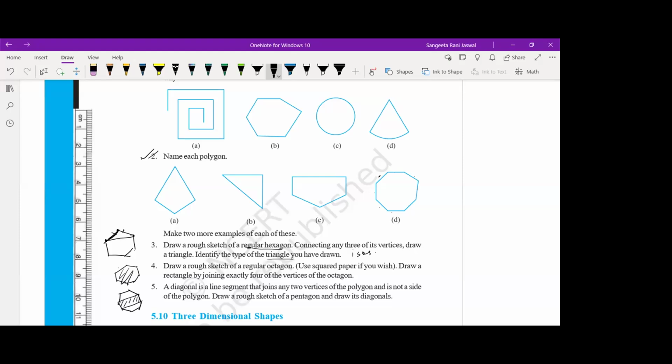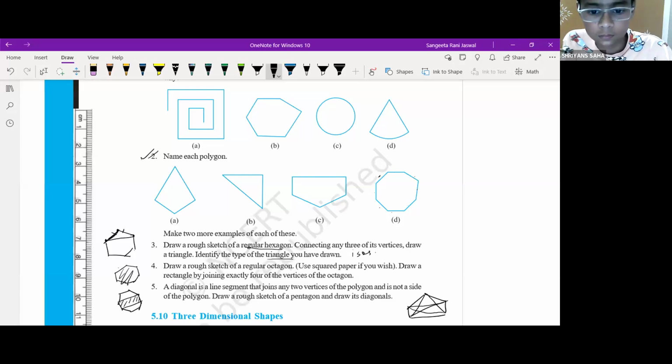The diagonal is a line segment that joins any two vertices of a polygon and is not a side of a polygon. Draw a rough sketch of a pentagon and draw its diagonals. So if I have to draw the diagonals of a pentagon like this, I can make like this. If I join it like this, I join it like this, I join it like this, I join it like this.